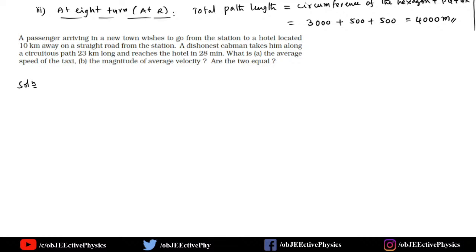See, a dishonest cabman takes the passenger along a circuitous path. Actually, the shortest distance between the hotel and station is 10 kilometers only. But instead of that 10 kilometers, the dishonest cabman takes him along a circuitous path of total length 23 kilometers. So here, first A, average speed.